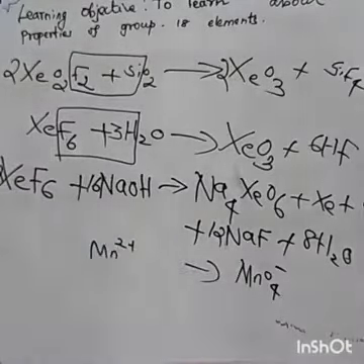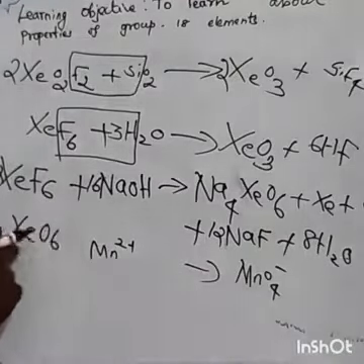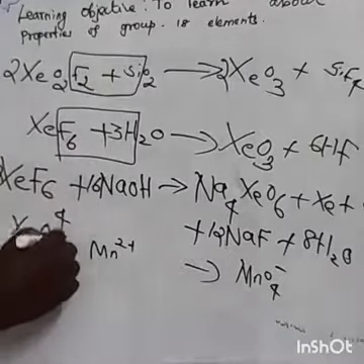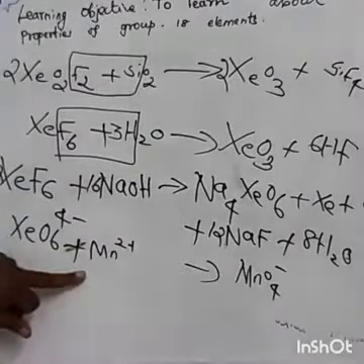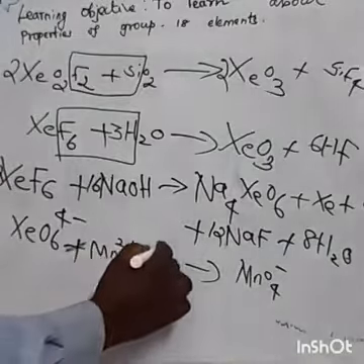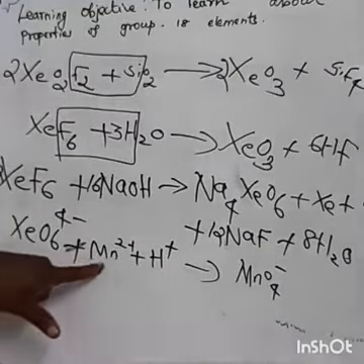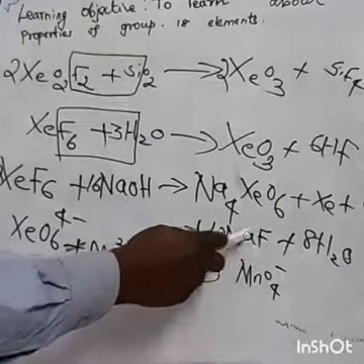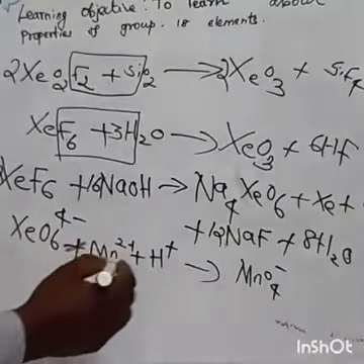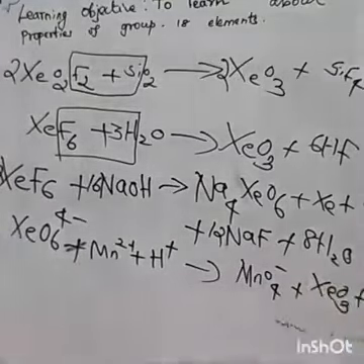That's the question. In the absence of catalyst, we can take the perxenate ion, that means XeO6 4 minus ion, plus Mn2+ ions and H+ ions. On oxidation, we get permanganate ion, and also we get xenon trioxide, XeO3, plus water.